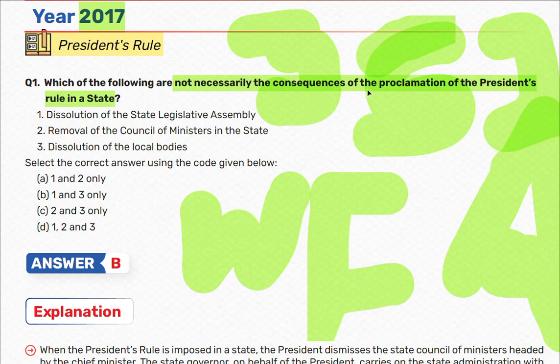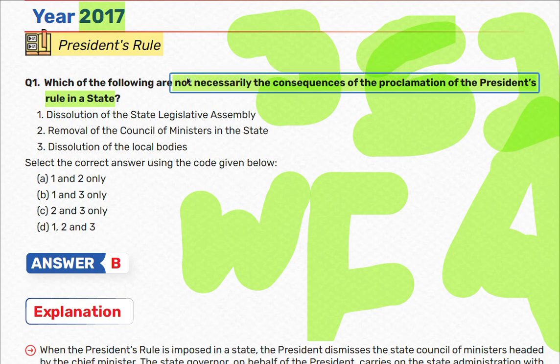Then comes the second thing, the President's rule in the state. It is under Article 356. The only reason the Constitution talks about is the failure of the constitutional machinery in the state, on which the President can impose President's rule in the state on the recommendation of the Governor.